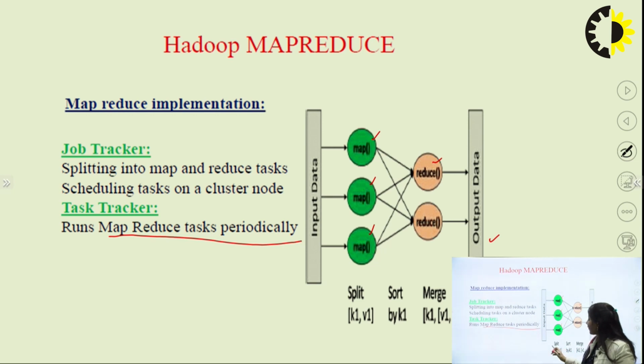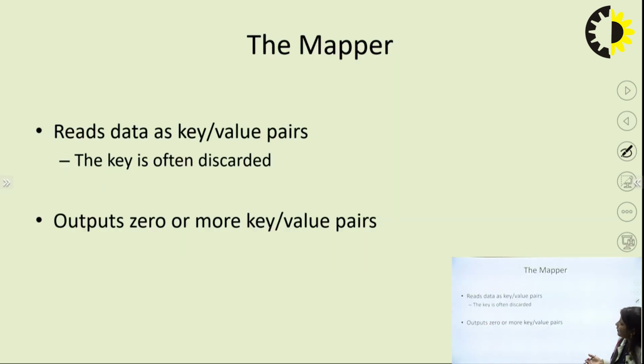So there are three steps: split into the map function, then sort according to the key, and then merge. For example, if we have key k1 and the values v1, v2 and v3 have the same key, then they are going to be merged. So there is a mapper that reads the data as key-value pairs. We have to read the key, and with respect to that key we have to read the value, or data, of the data node.